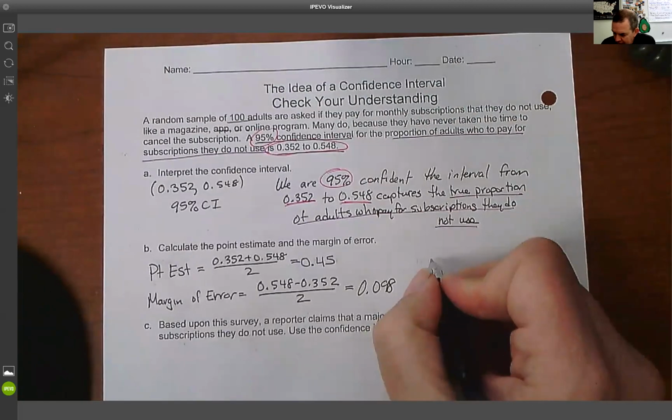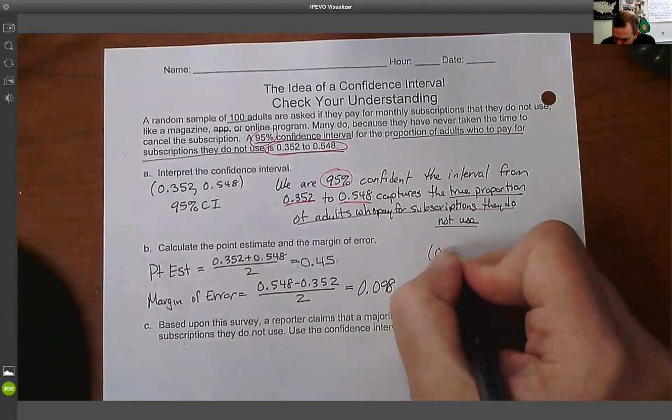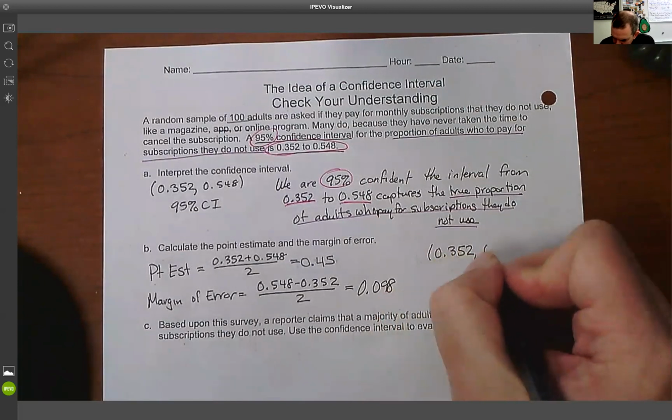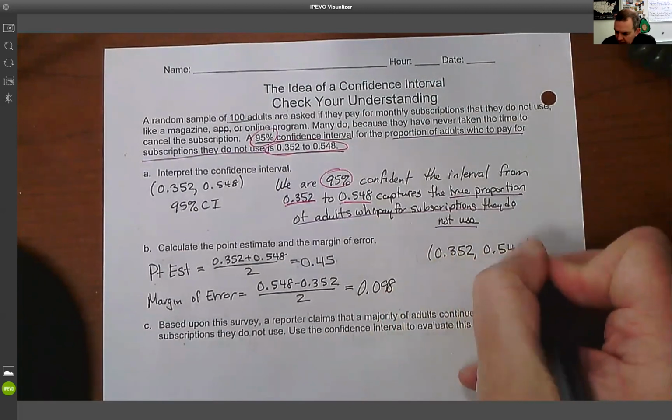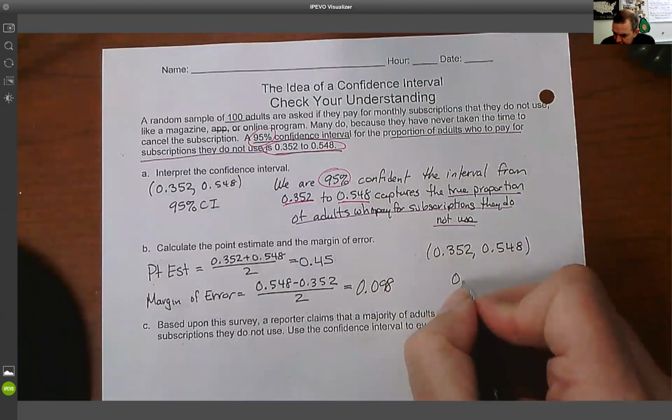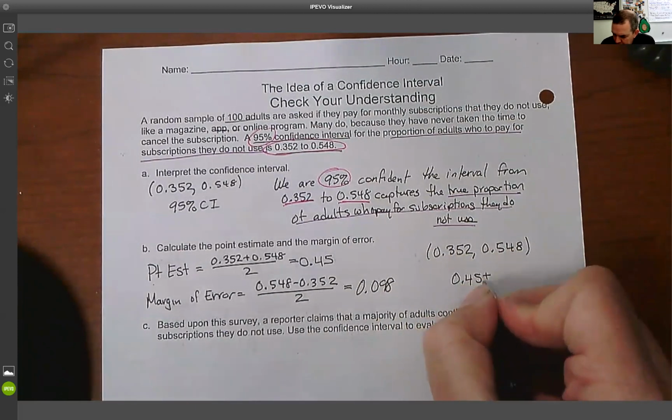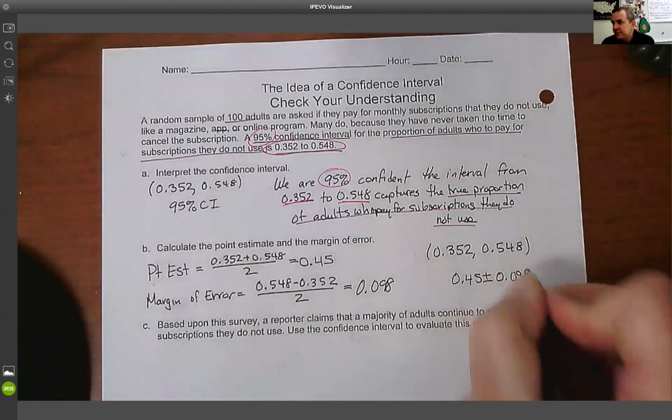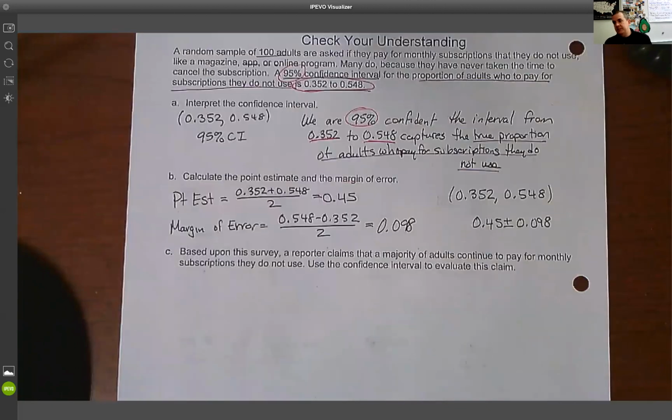So I could also write this confidence interval. One way to write the confidence interval is like this. Another way to write the confidence interval is like this, 0.45 plus or minus 0.098. And then the question says, based on the survey, a reporter claims that a majority of adults continue to pay for monthly subscriptions they do not use. Use the confidence interval to evaluate this claim.